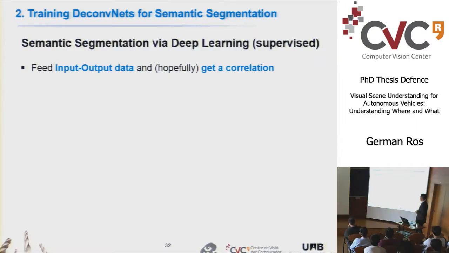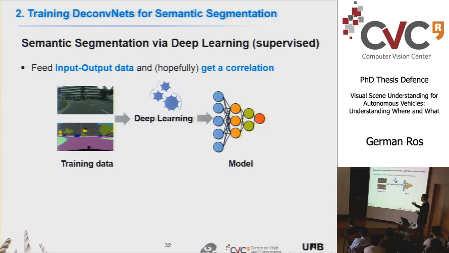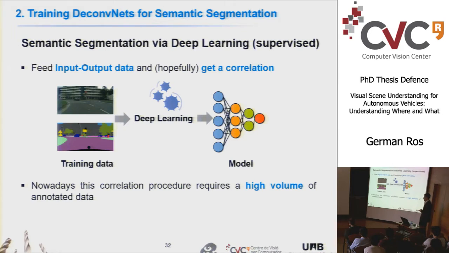In this work, we are using deep learning. Deep learning, we can define it as a way, given some input, training, and labels, we are able to have a correlation between these two by means of a model. But for that, the main problem is that nowadays we need a large volume of data. And that data is usually not available for driving scenes, for semantic segmentation, and so on. So what can we do?